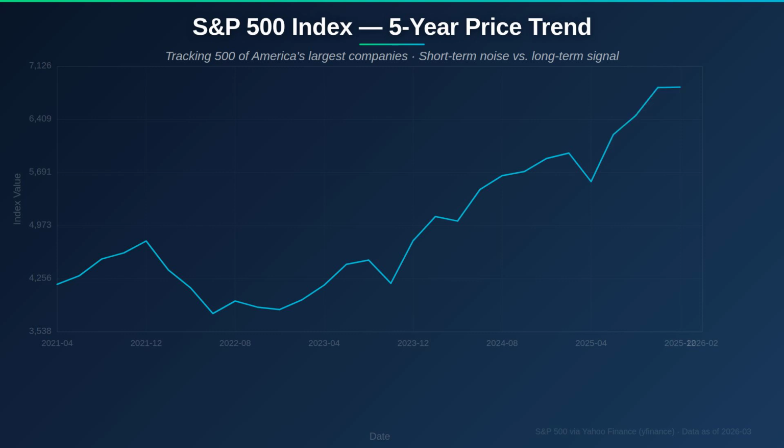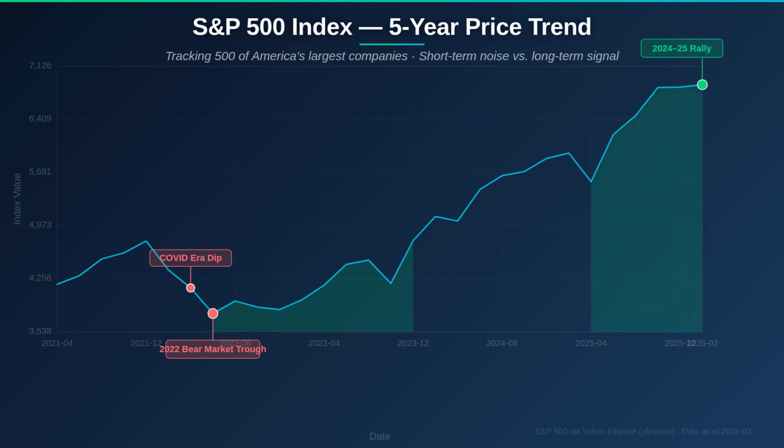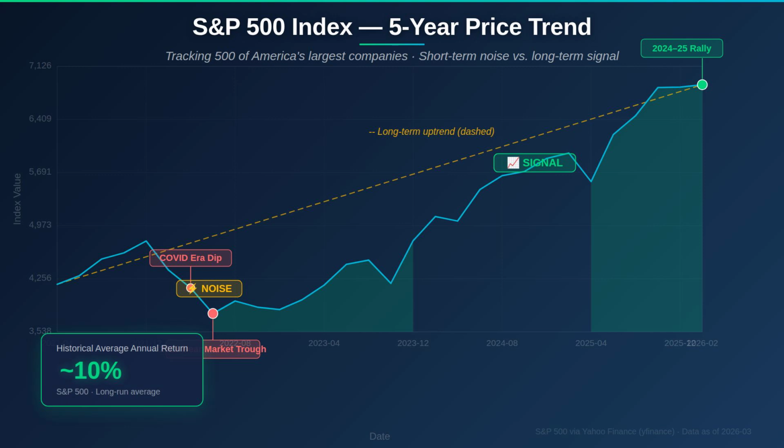Here's a real-world example. This is the S&P 500, the index that tracks 500 of America's largest companies over the last 5 years. When Maya first saw a chart like this, she only noticed the scary dips. But here's what a more experienced eye sees: a general upward trend with temporary pullbacks.